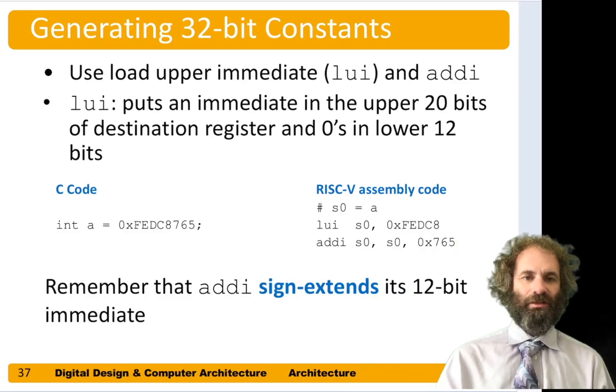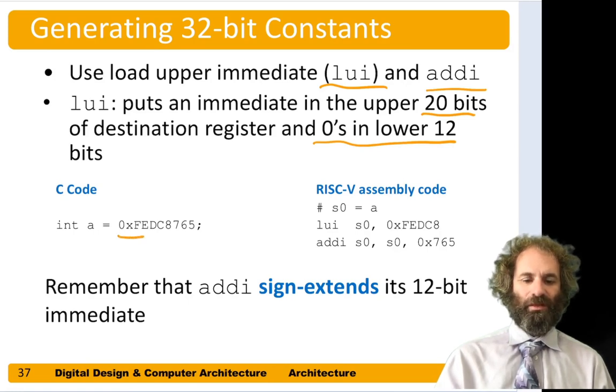Suppose we needed a longer constant, something up to 32 bits. RISC-V has a special instruction for that situation. It's called LoadUpperImmediate. LoadUpperImmediate puts a 20-bit immediate into the upper 20 bits and zeros into the bottom 12 bits. And we could follow that by an addi to add the values to the lower bits.